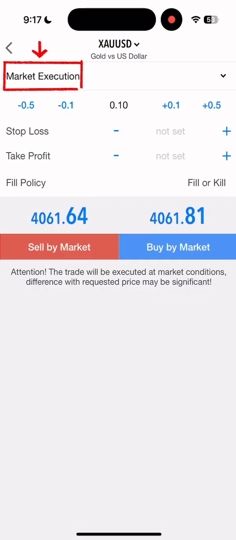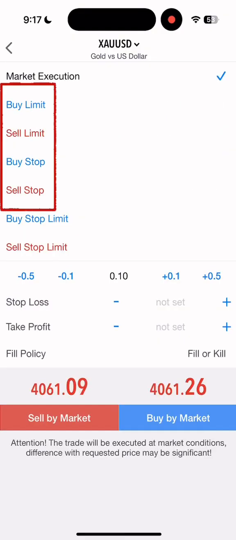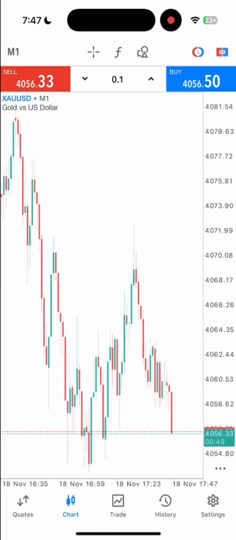So when you copy a trade from an expert trader, if they say market execution, that means you're getting in right then and right there at the current price. If it's a buy limit, sell limit, buy stop, or sell stop, they'll give you a future price for you to enter. I'm going to leave you with my biggest tip of advice.